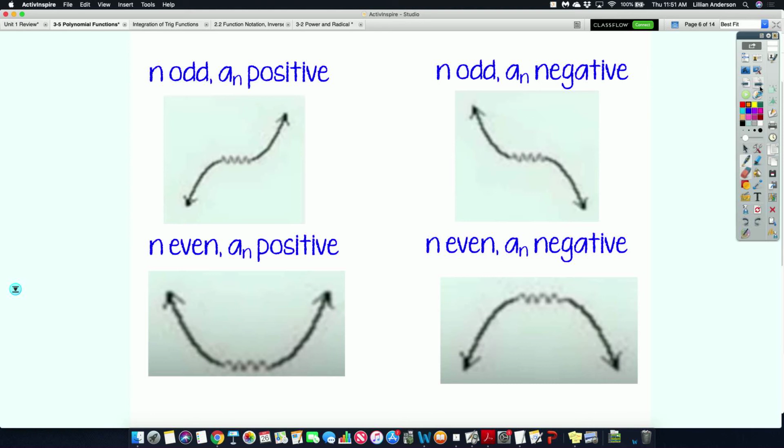When n is even and a sub n is positive, both sides go up. And when n is even and a sub n is negative, both sides go down. We've talked about this. You did an activity with it today. You were introduced to it in power functions. Hasn't changed now that we're talking about polynomial functions. Okay?